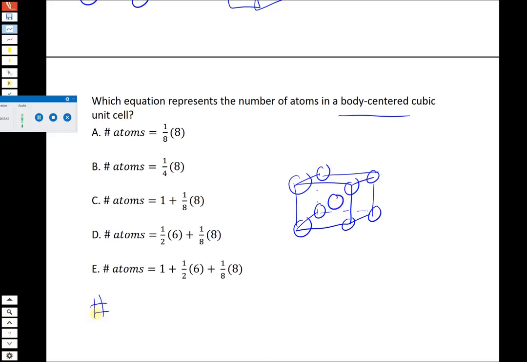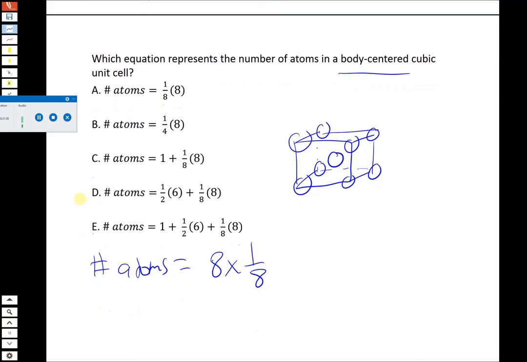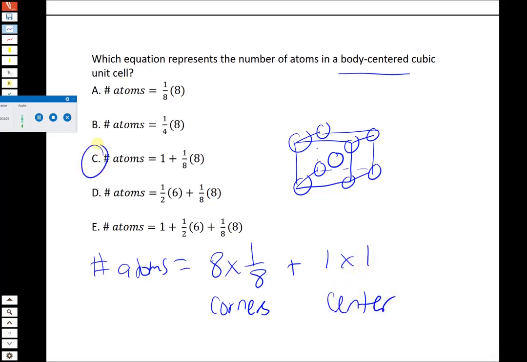So when we're counting the number of atoms for the body-centered cubic cell, we have 8 corners that count as 1/8 each. I guess I'm writing it backwards from what the answer choices are, but we can deal with that. So those are the corners. Then we also have 1 in the center, which we count as 1 full atom for that body center position. So that would be choice C here. You have the 8 corners, but you also have the 1 in the center, so that's a total of 2 if you wanted to work it out numerically.